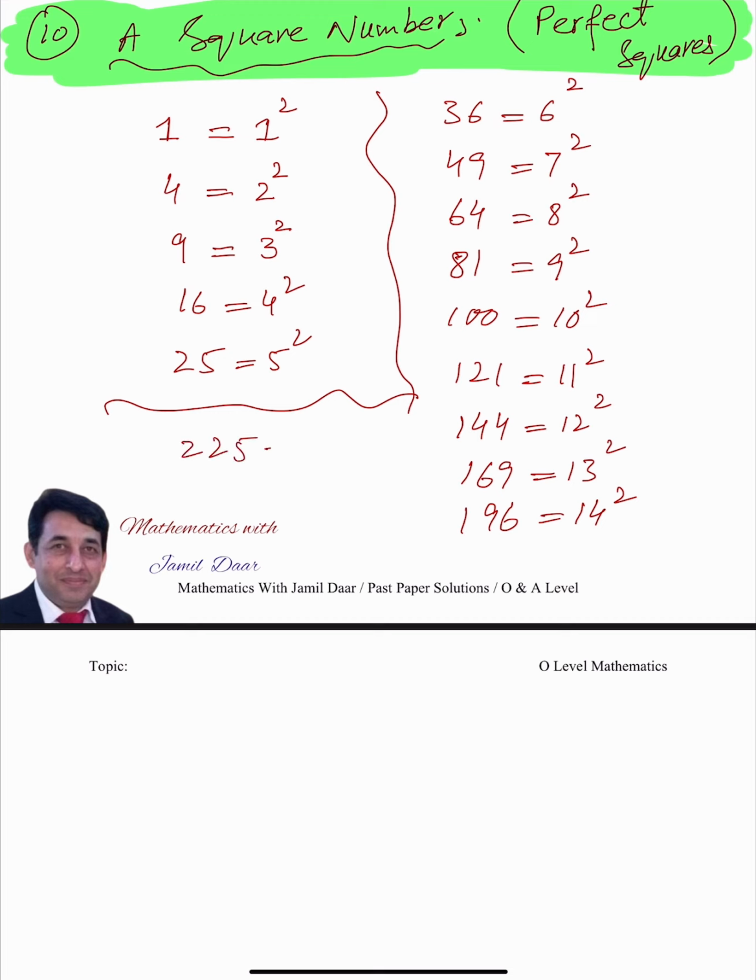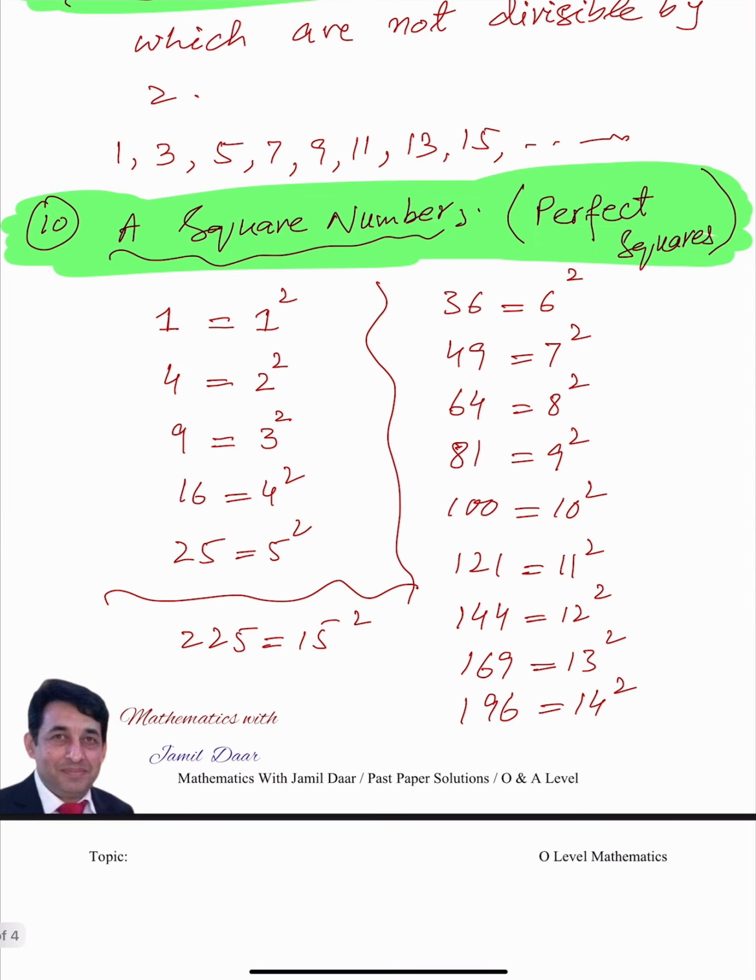225 is 15 square. So all these, 1, 4, 16, 25, 36, 49, are called perfect squares. These numbers should be on your fingertips because you'll be needing them in calculations in the upcoming topics.